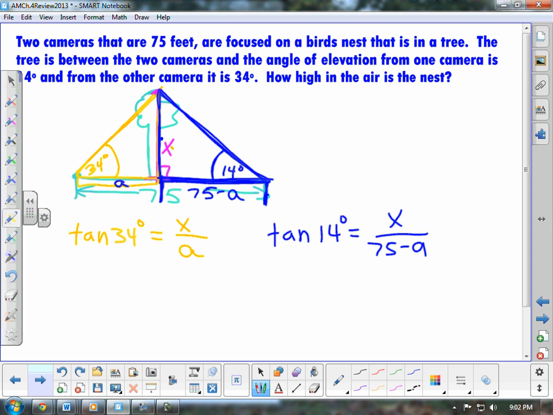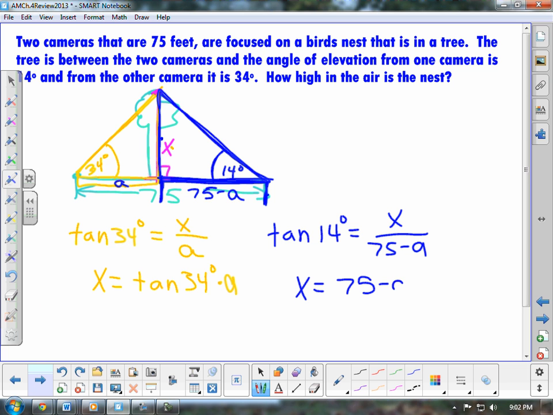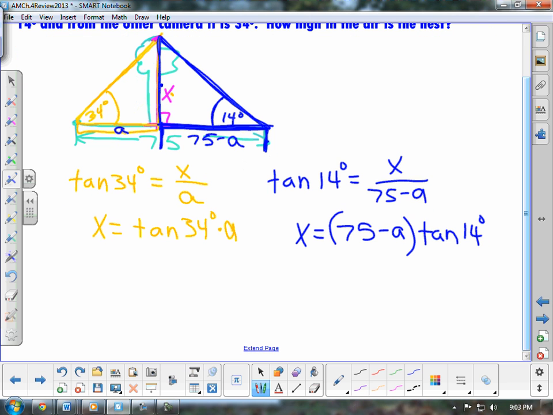Solving this for x, you would get x equals tangent of 34 degrees times a. Solving this for x, you would get x equals 75 minus a times tangent of 14. And now we have two equations that both have an x in them and both have an a in them. But we have x equals this and x equals that. And so now we can set those two things equal to each other.